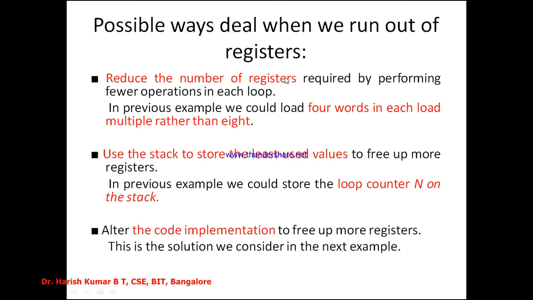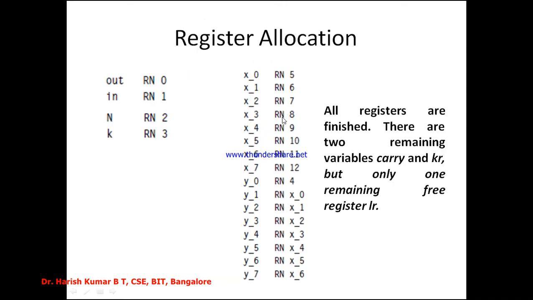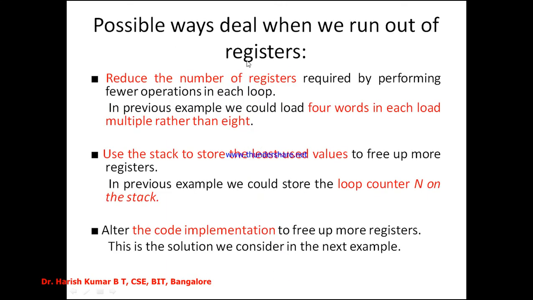Reduce the number of registers required by performing fewer operations in each loop. If you run out of registers, one option is to reduce the number of registers by performing fewer operations inside the loop. Now in this loop we are trying to shift 8 memory words at a time. If you don't have sufficient registers, then you go for reducing. It's not possible for you to shift 8 words at a time because you don't have the registers available. Then instead of 8, you shift 7 words or 6 words. That is one possible way to deal with it when you have run out of registers.